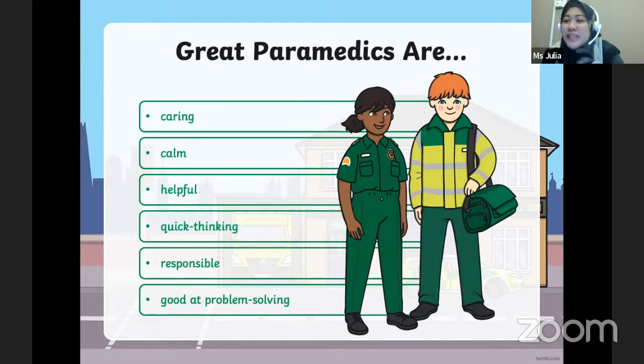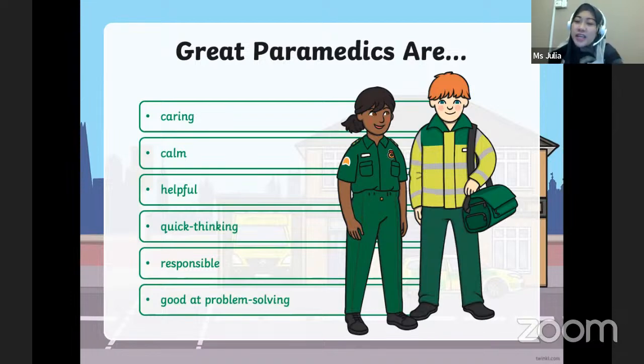Maybe at the start, it's your first time to see this, and you feel scared, but breathe, and then after that, okay, I need to do this. I need to help the person. Next, helpful, we also know.